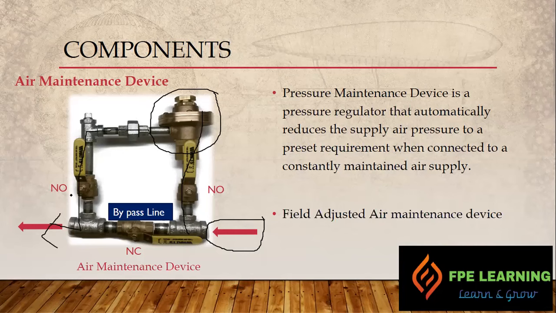In case this regulator is faulty or has some problem, we have a bypass line. It's normally in a closed position, right? But for the time being we can keep it in a normally open position by opening this valve in case that is faulty and we have to replace it, right? And this is a field adjusted air maintenance device. This is all about the air maintenance device, okay?